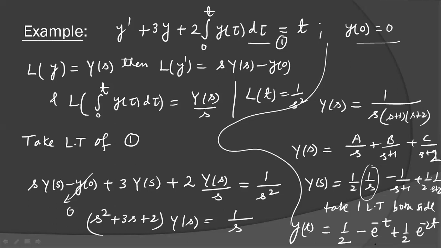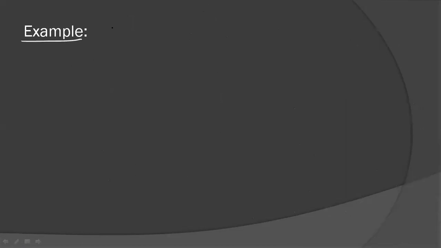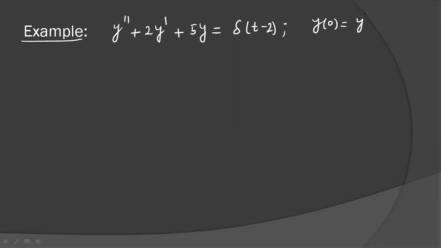Now let's see one more example which has a Dirac delta function. You can also solve some problems which have a unit step function, but I am going to solve for the Dirac delta function because you will get the solution in terms of the unit step function. y double dash plus 2y dash plus 5y equal to delta(t minus 2), the Dirac delta function, and y(0) equal to y dash(0) equal to 0 I am giving. Let Laplace of y be Y(s).